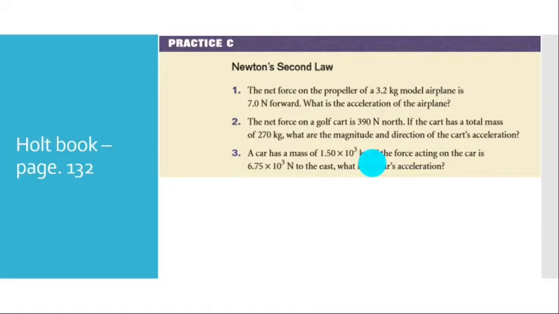Let's read the first question. Try to solve it together. The net force on the propeller of a 3.2 kilogram model airplane is 7 Newton forward. What is the acceleration of the airplane? Simple, direct, clear. The mass is given, 3.2 kilogram.